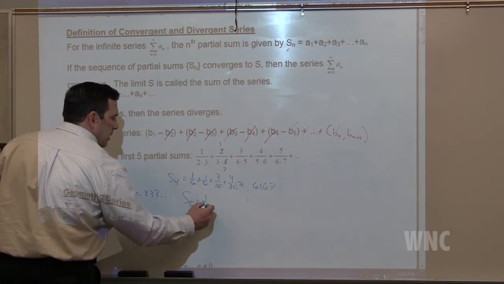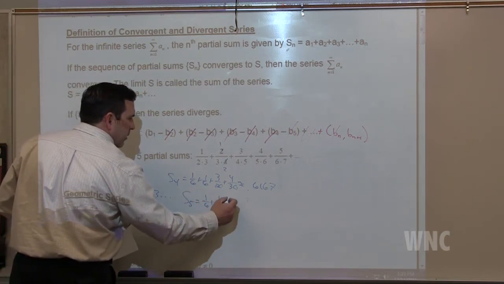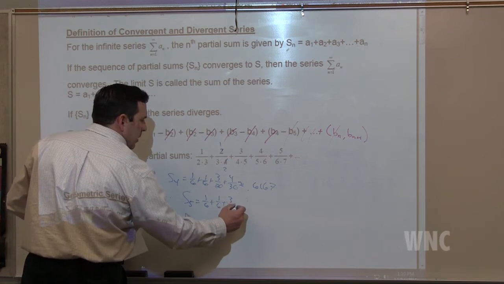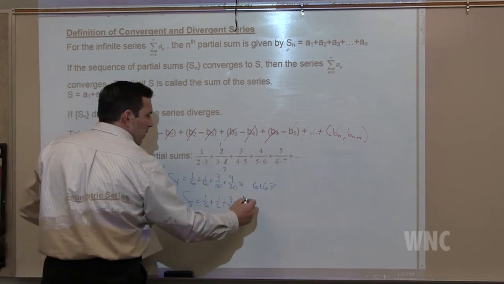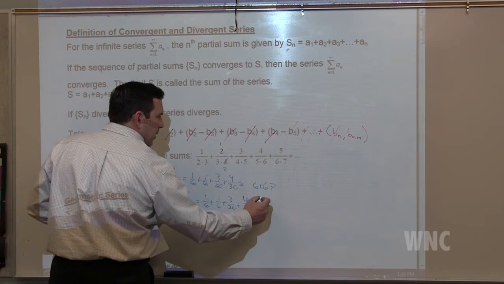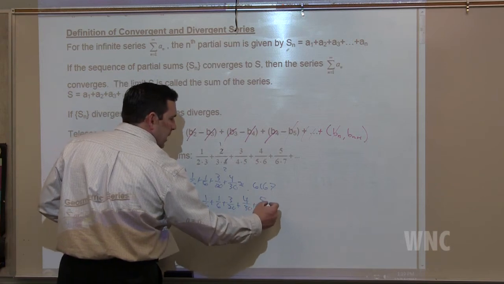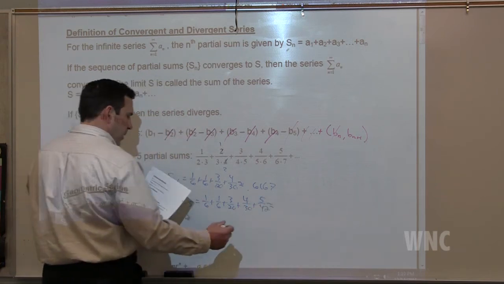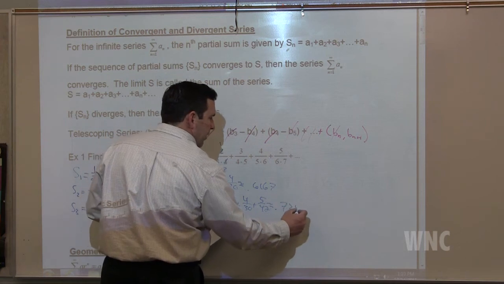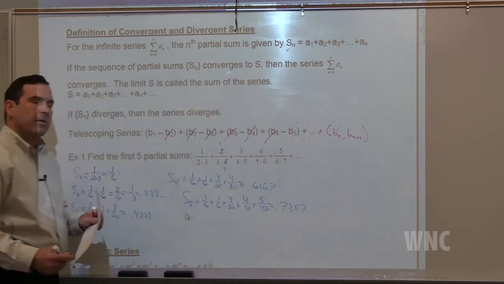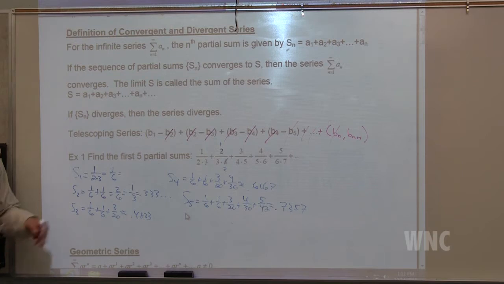S5 is going to be 1/6 plus 1/6 plus 3/20 plus 4/30 plus 5/42, and that's going to be approximately 0.7357. So all they're asking here is for us to find the first 5 partial sums. We've done that. I don't see a great pattern here, but that is what we're asked to do. Okay.